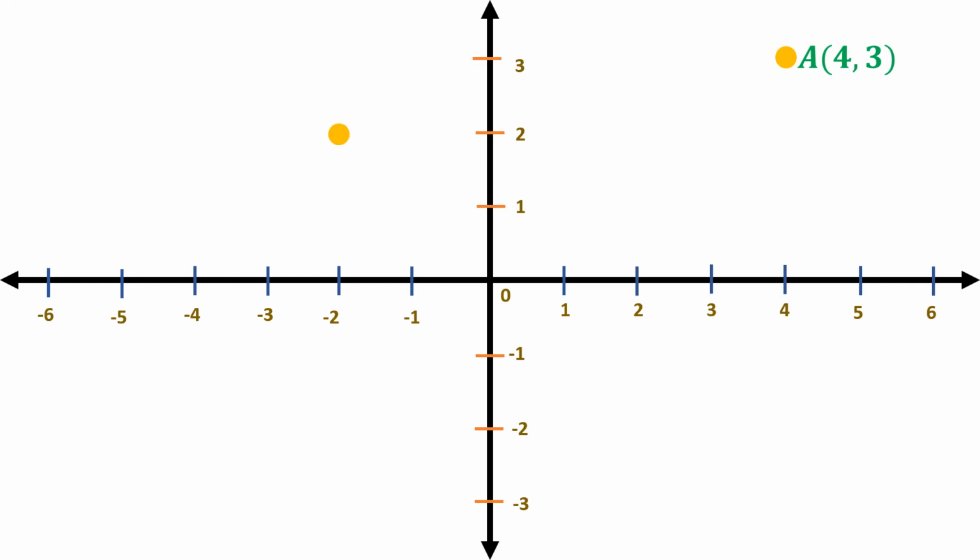Let's have another one. This is now a point, B, (-2, 2). There's a distance of -2 from 0 on the horizontal and then 2 going up. So B is (-2, 2).